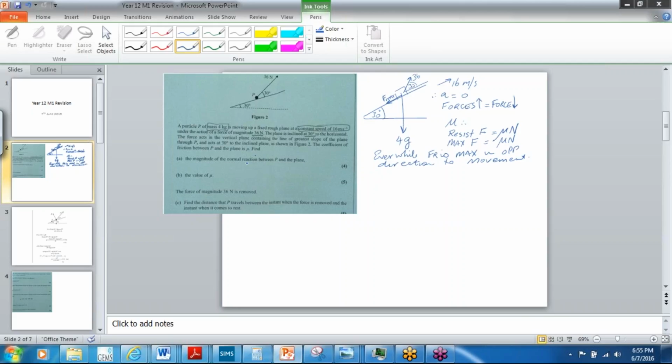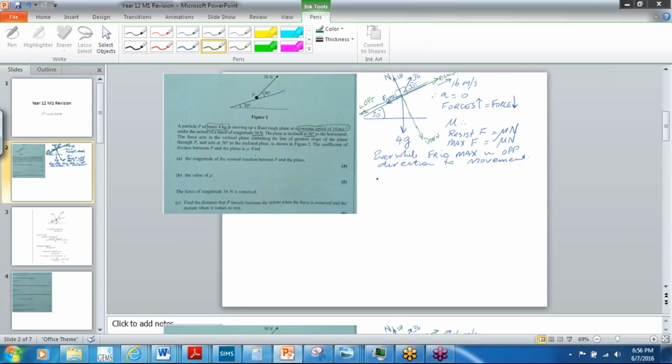Part A, find the magnitude of the normal reaction between P and the plane. So we're looking for this force here, and we're going to put N. N is acting at 90 degrees to the plane. We're going to break this up into two components. We're going to have this plane here. That, I will call up, and I will call that down. And then I will have at 90 degrees to that, parallel to the plane, the forces to the left and the forces to the right.